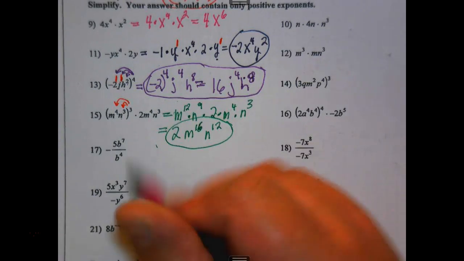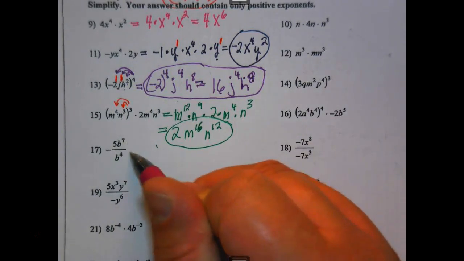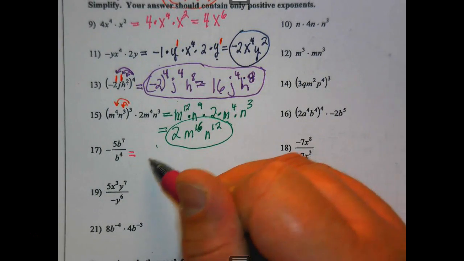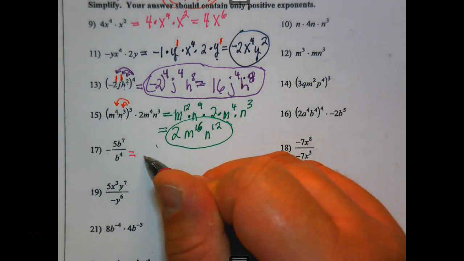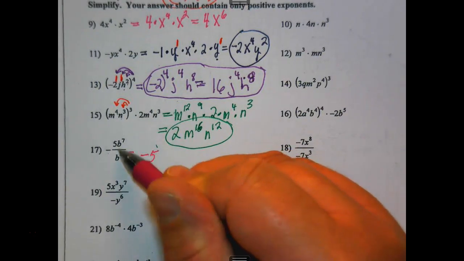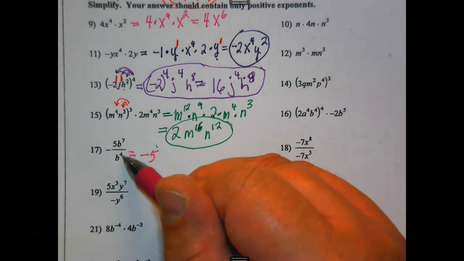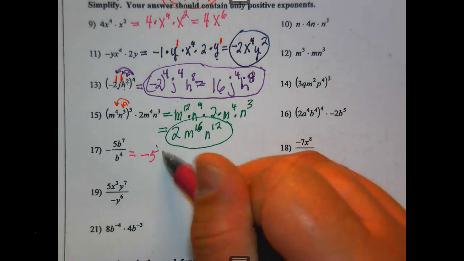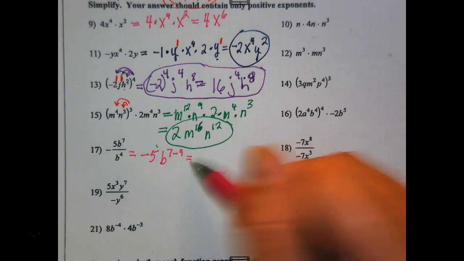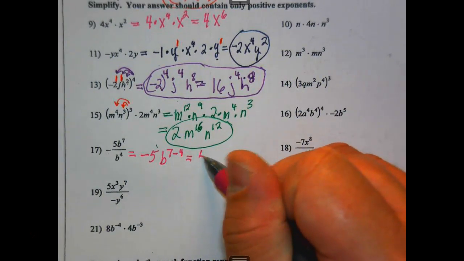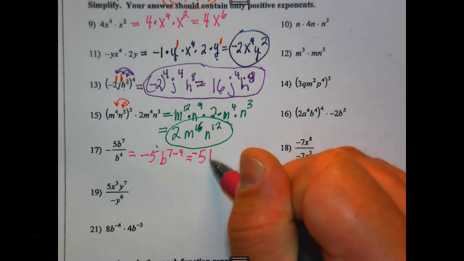Okay, next one, 17. Let's see, I have -5. Same base, so I'm going to subtract because it's division. So I got b to the 7 minus 4. So I have -5, b to the 3rd.